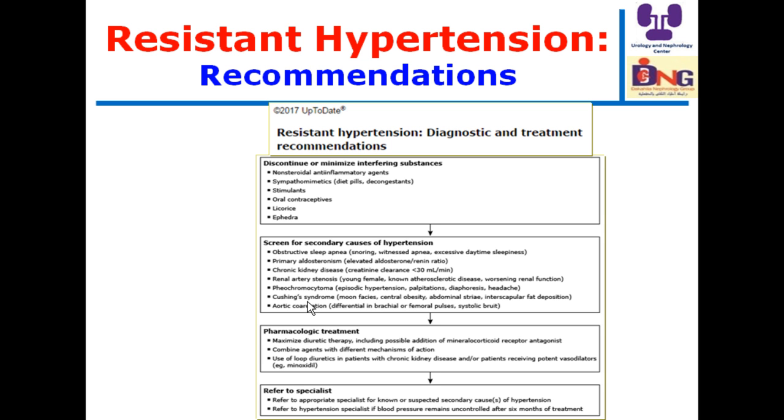So I'm stressing on the clinical stigmata of secondary hypertension, because of the secondary etiology we should treat the etiological cause. Pharmacological treatment: maximize diuretic therapy, including possible addition of mineralocorticoid receptor antagonist, combine agents with different mechanisms of action, use loop diuretics in patients with chronic kidney disease or in patients receiving potent vasodilators like minoxidil. Refer to the appropriate specialist for known or suspected secondary cause of hypertension, and refer to a hypertension specialist if blood pressure remains uncontrolled after 6 months of treatment.